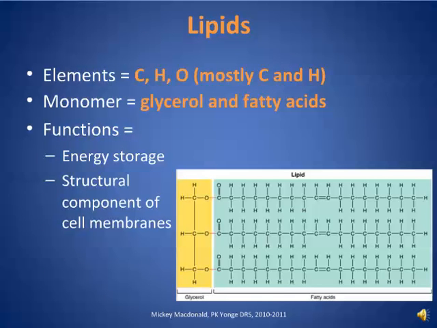Lipids, a second group of macromolecules, are placed into three categories: fats, oils, and waxes. The main function of lipids in living things is as energy storage. Lipids are also a structural component of cell membranes. Like carbohydrates, lipids are made up of the elements carbon, hydrogen, and oxygen. However, as you can see from the diagram, most of the elements that make up lipids are carbon and hydrogen. Many lipids are triglycerides. The monomers of a triglyceride are the molecules glycerol, seen here highlighted in yellow, and 3 fatty acid chains, highlighted in blue.